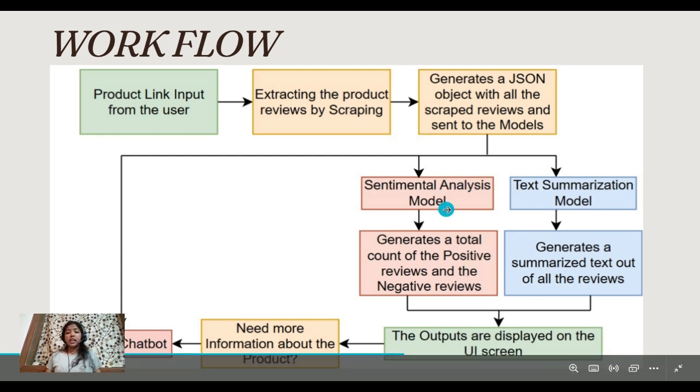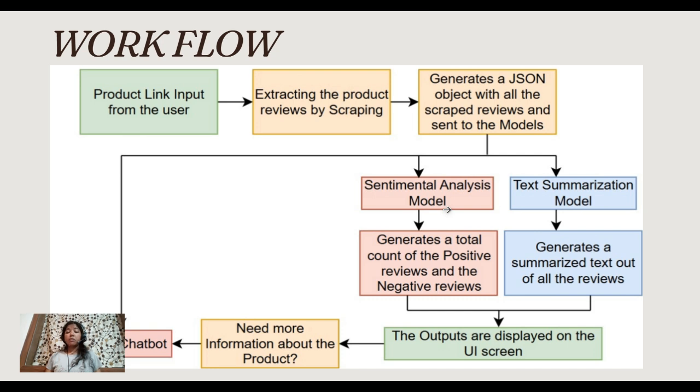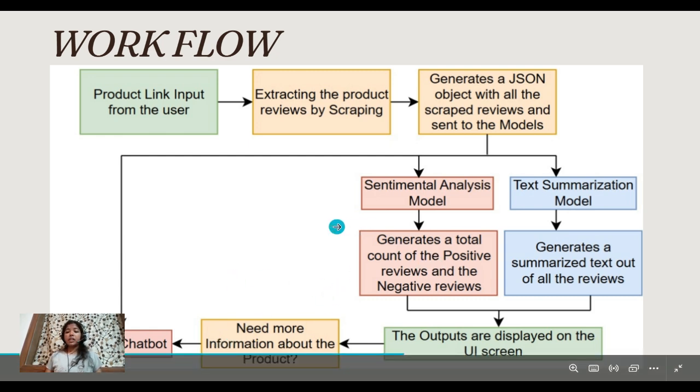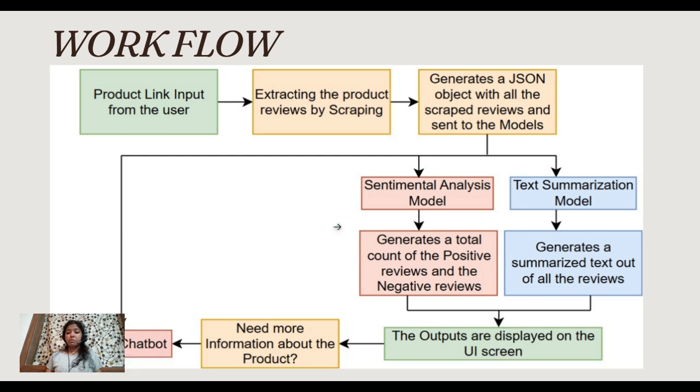Sentimental analysis will analyze all those reviews and generates the total count of positives and negatives of that product. The text summarization model will summarize all those texts and give the output. And if the user is not satisfied and wants additional information about the product, he can ask the chatbot questions, and all of these will be displayed in the UI screens.